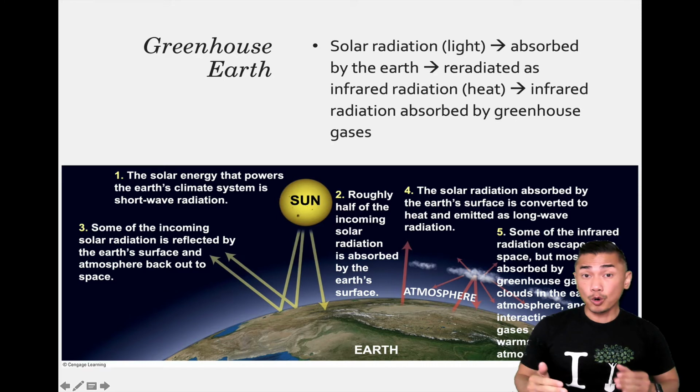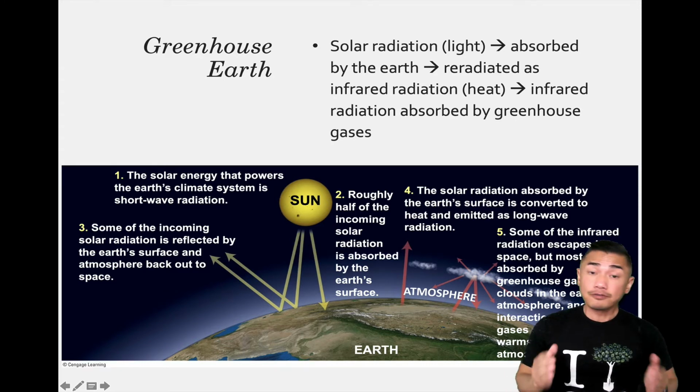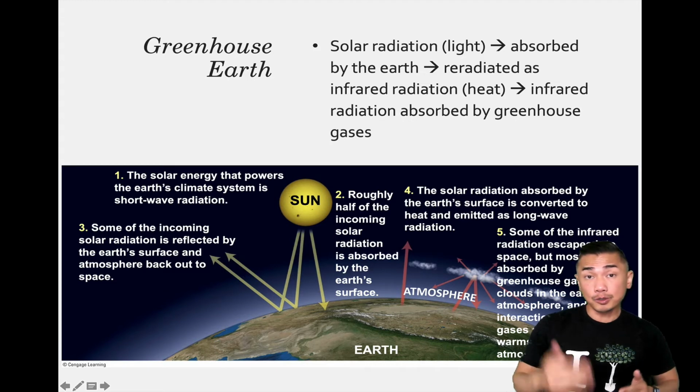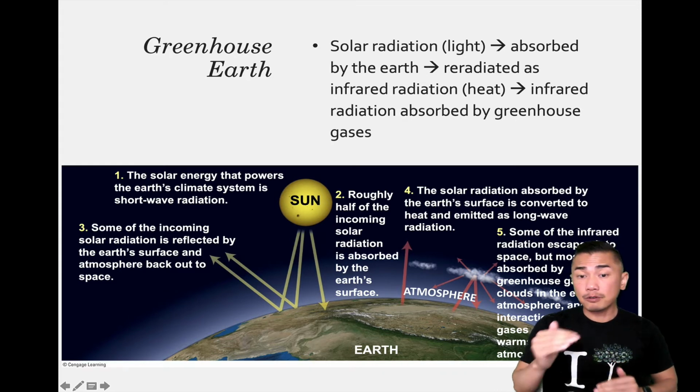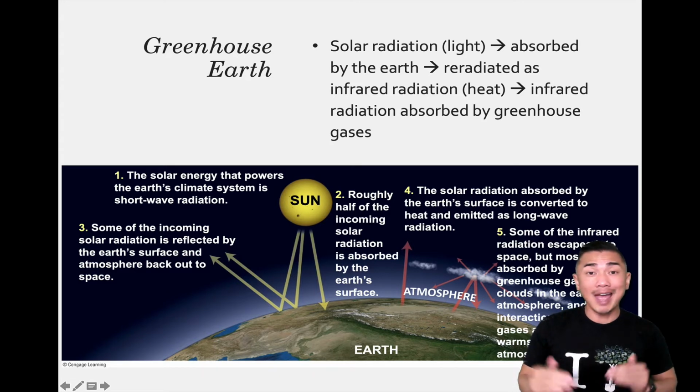You should have a more developed understanding of how the greenhouse effect works. First off, sunlight, or solar radiation, comes from the sun. It is then absorbed by the Earth's surface. The Earth's surface re-radiates that energy as infrared radiation, which we also call heat. That infrared radiation or heat is then absorbed by greenhouse gases in the air, such as carbon dioxide or methane.